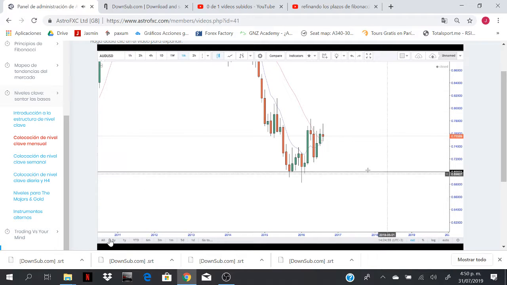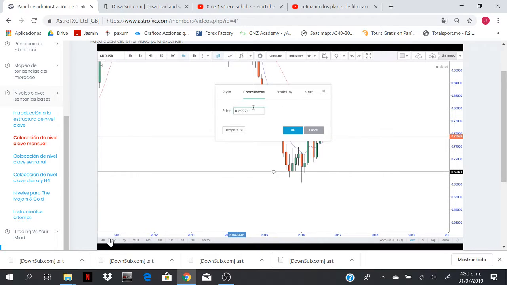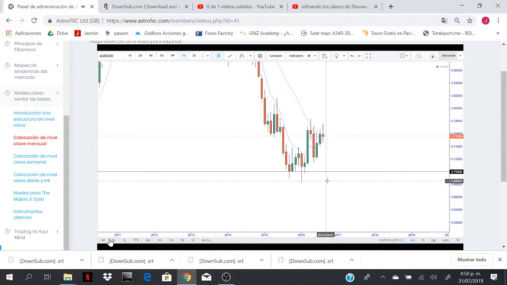So 0.7 is my first one. And what we can do as well, guys, instead of sitting here and trying to snap on, bang on, what we can actually do with TradingView is we can click the line and this bar will appear. We can go to settings and we can go to coordinates and we can just modify the coordinates.